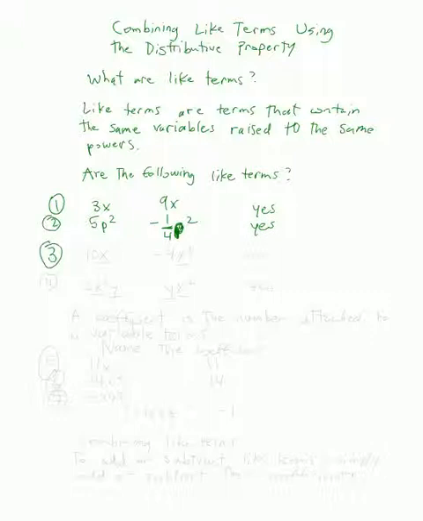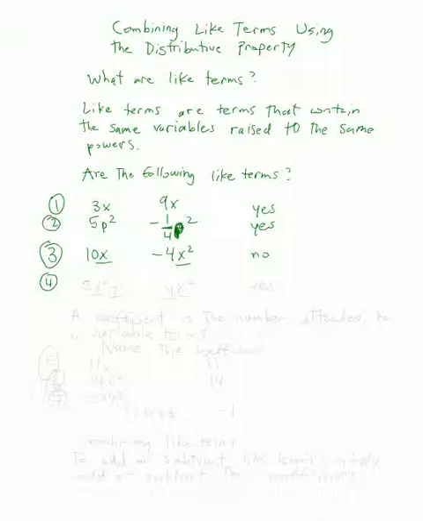Third example. How about 10x and negative 4x squared? The answer is no in this case. Even though they both have an x, notice that the power of the first x is 1, the power of this x is 2. So they are not like terms.